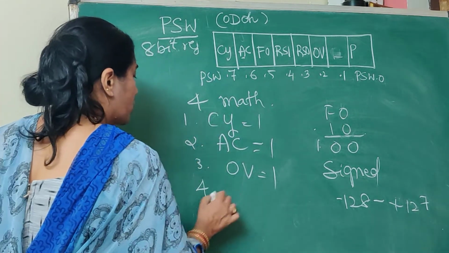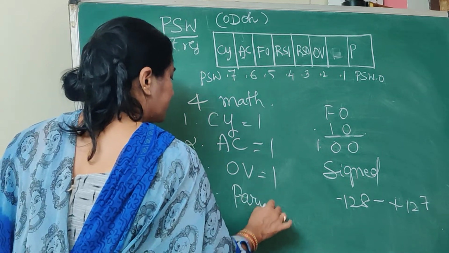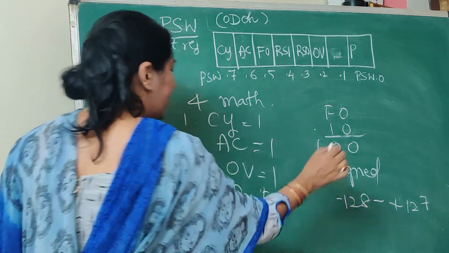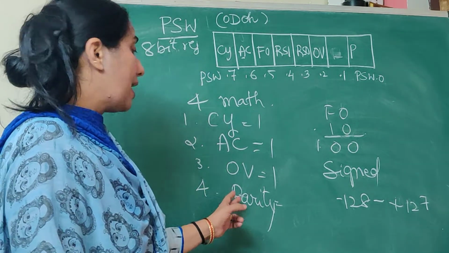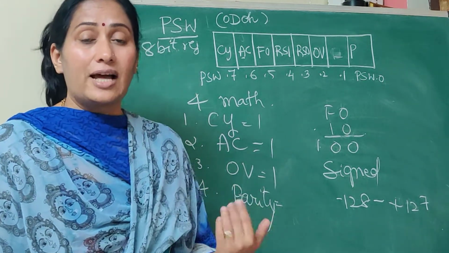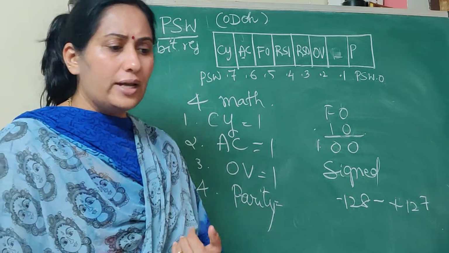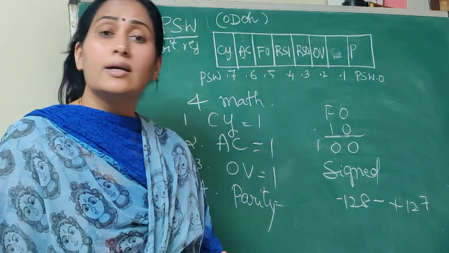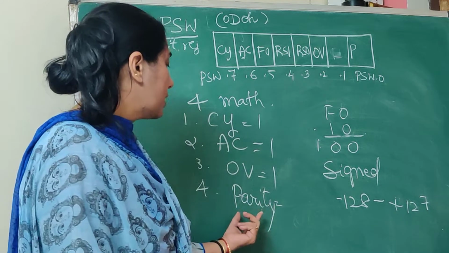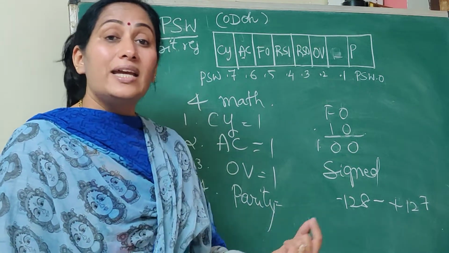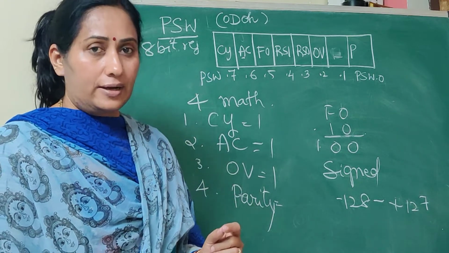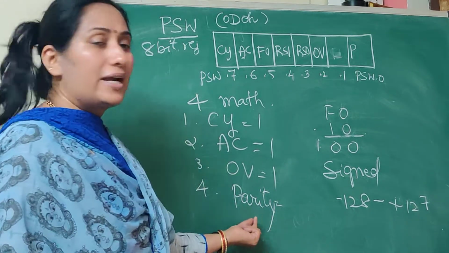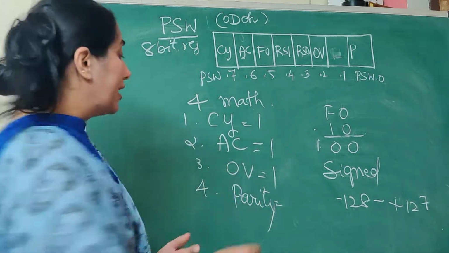Next one is the parity flag. The parity flag is going to play a very important role whenever I am having communication, transmission and reception. During data transmission or data reception, this particular flag is going to help me in checking the errors in the transmitted data and in the received data. Right? So this particular parity flag, what it is going to do, it is going to get set.